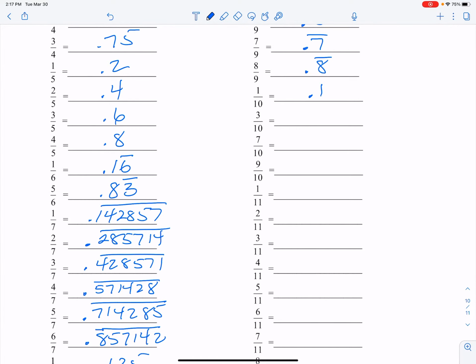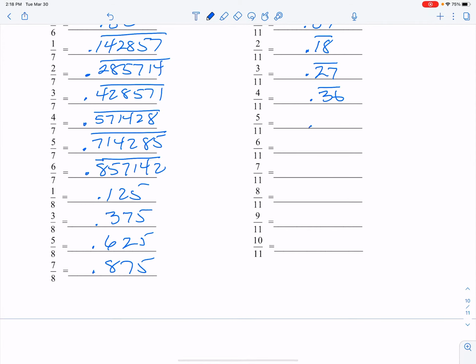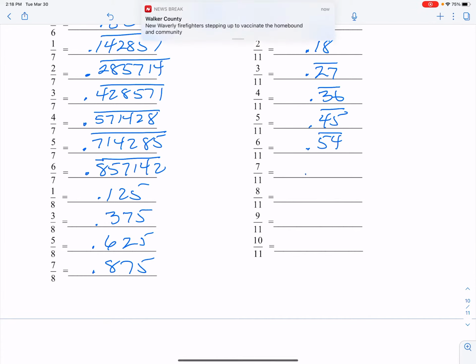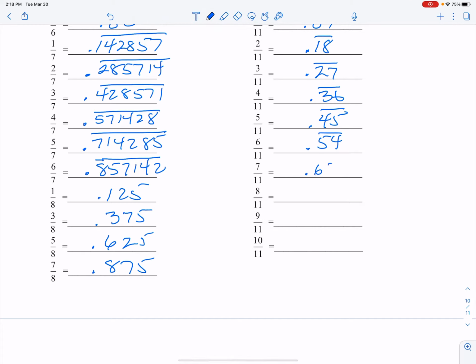1/10, 0.1. 3/10, 0.3. 7/10, 0.7. 9/10, 0.9. 1/11, 0.09 with a bar. 2/11, 0.18 with a bar. 3/11, 0.27 with a bar. 4/11, 0.36 with a bar. 5/11, 0.45 with a bar. 6/11, 0.54 with a bar. 7/11, 0.63 with a bar. 8/11, 0.72 with a bar. 9/11, 0.81 with a bar. And 10/11, 0.90 with a bar.